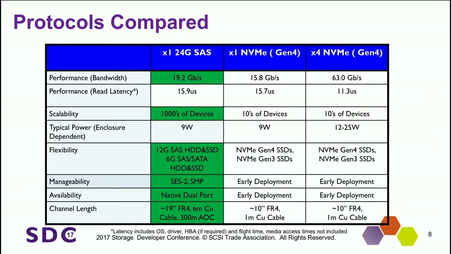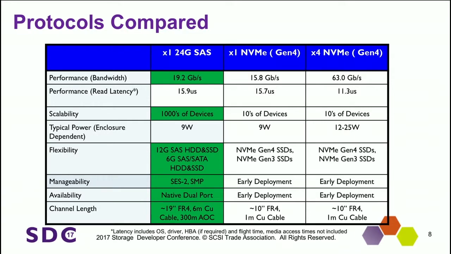And then channel lengths. If you're doing backplanes, SAS was designed to go about half a meter in a backplane in each of the generations with 3, 6, 12, and now 24. And what they did was that they have an equalizer for receiving, and they also have transmitter training.